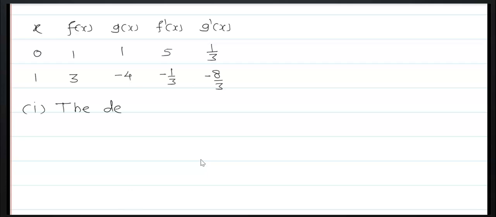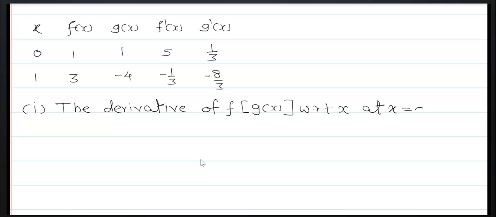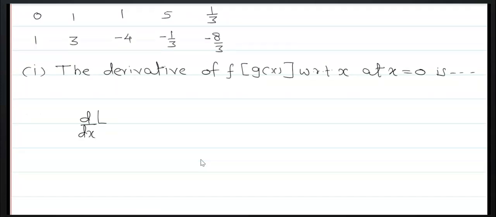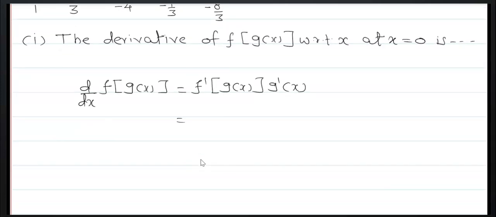Now the first question: the derivative of f of g of x with respect to x at x equals 0. d/dx of f of g of x is equal to f dash of g of x into g dash of x.